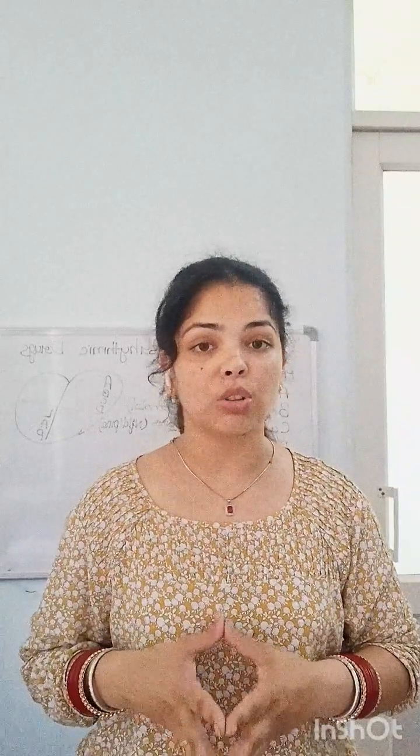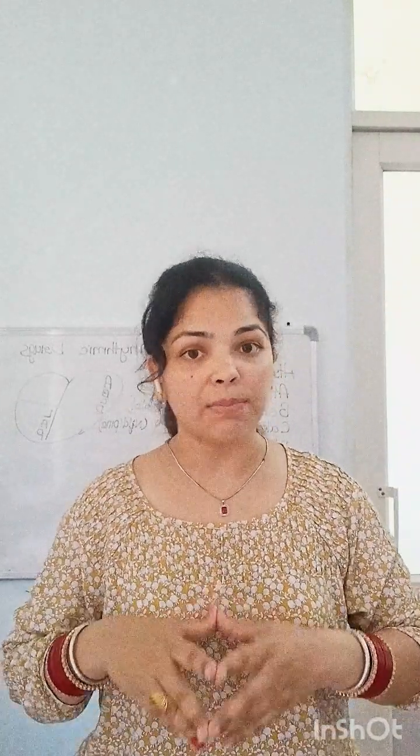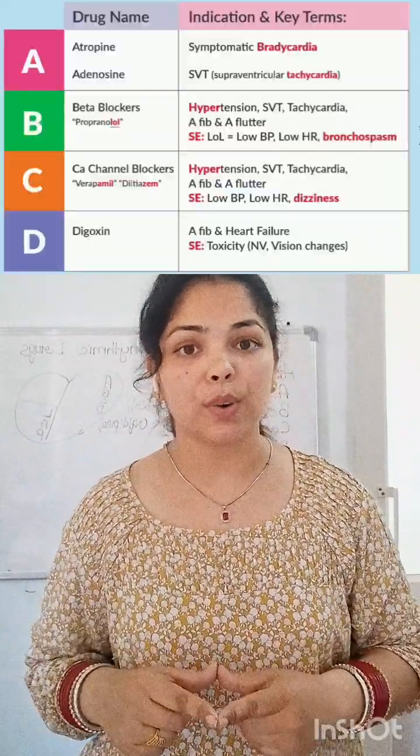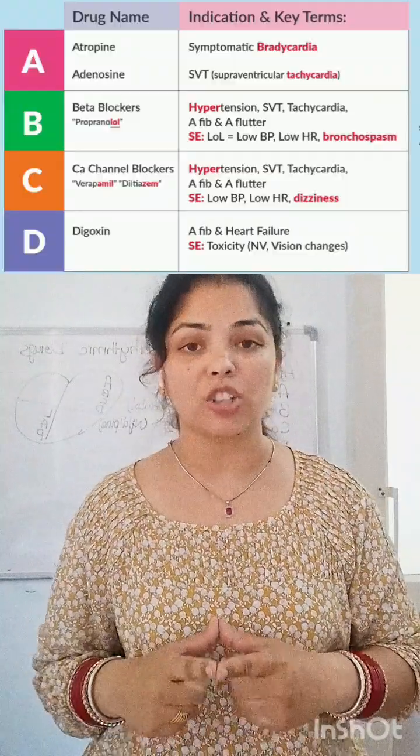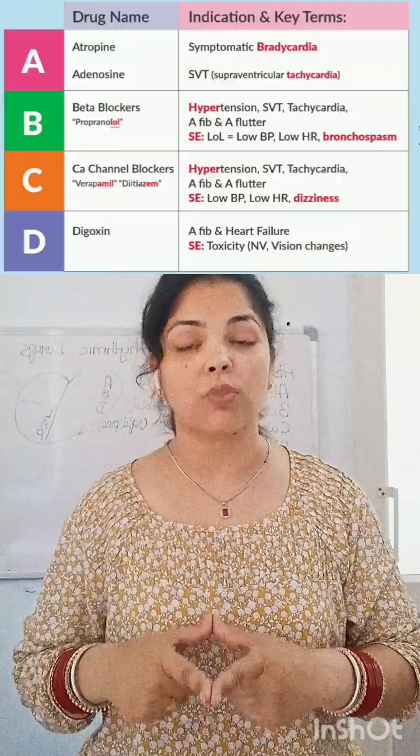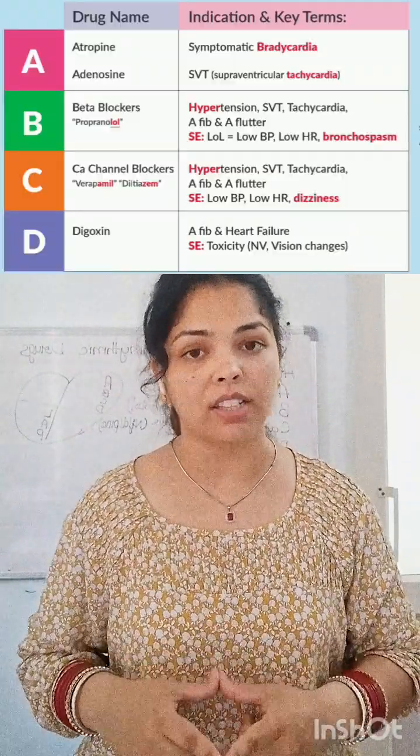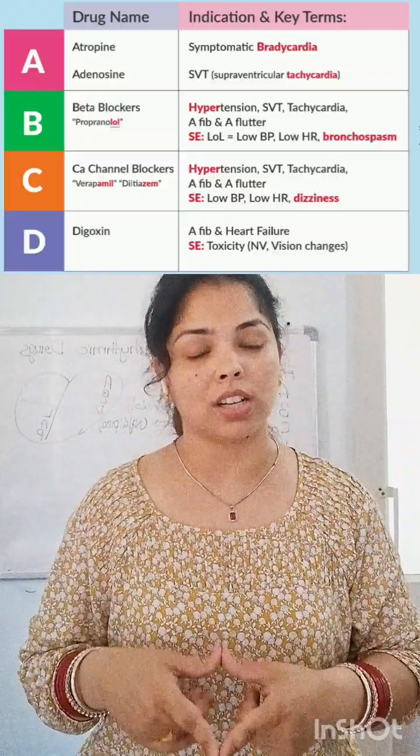We used to treat those patients with the drugs A, B, C, D. Here A stands for atropine and adenosine. Atropine is a drug that we administer for clients with atrial bradycardia because it increases the heart rate.